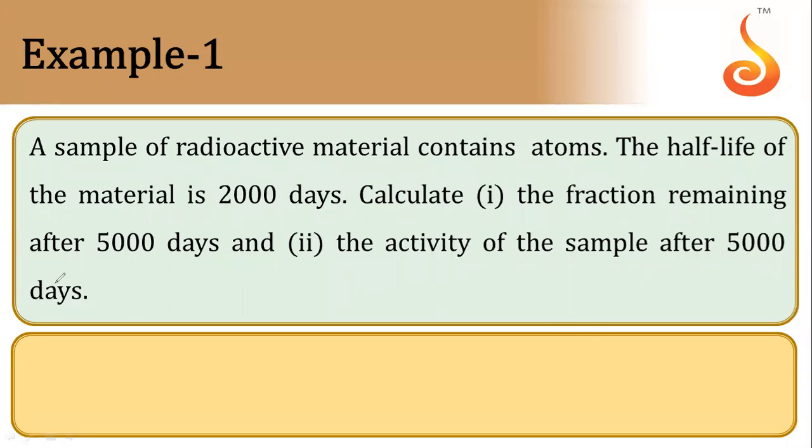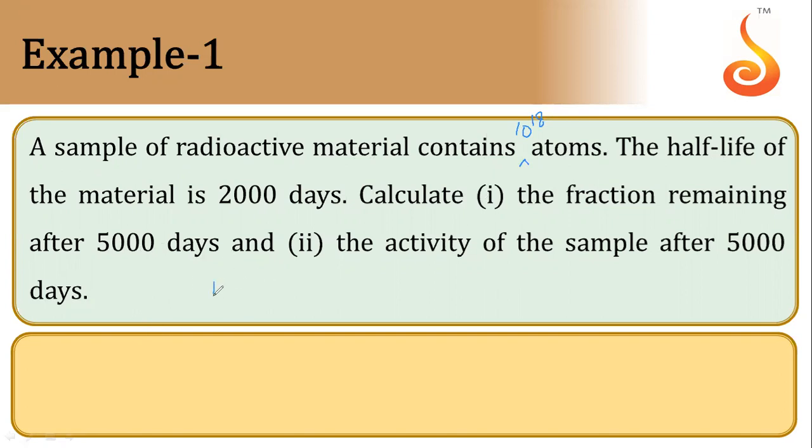So in this one, it is given that a sample of radioactive material contains, it has not been given, it should be given as 10 raised to power 18 atoms. The half-life of the material is given as 2000 days. So calculate the fraction remaining after 5000 days. So they are asking after 5000 days, how many atoms are left.